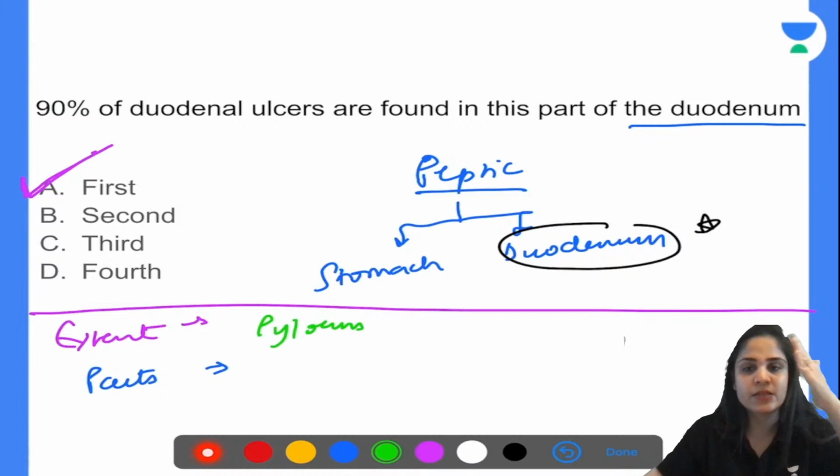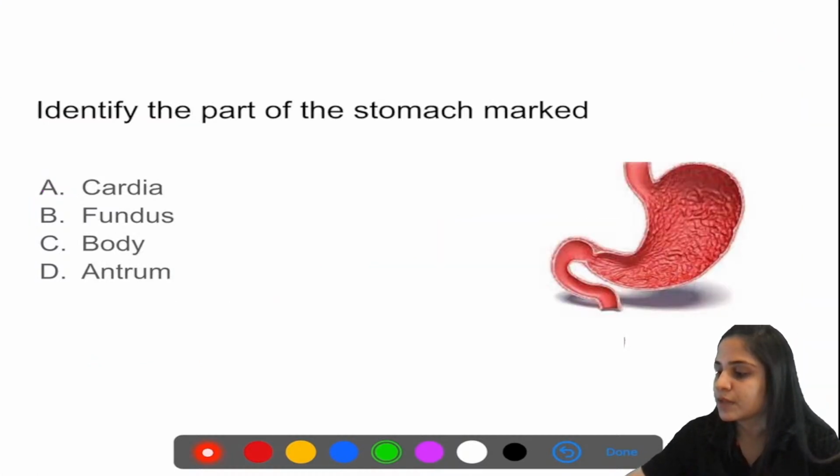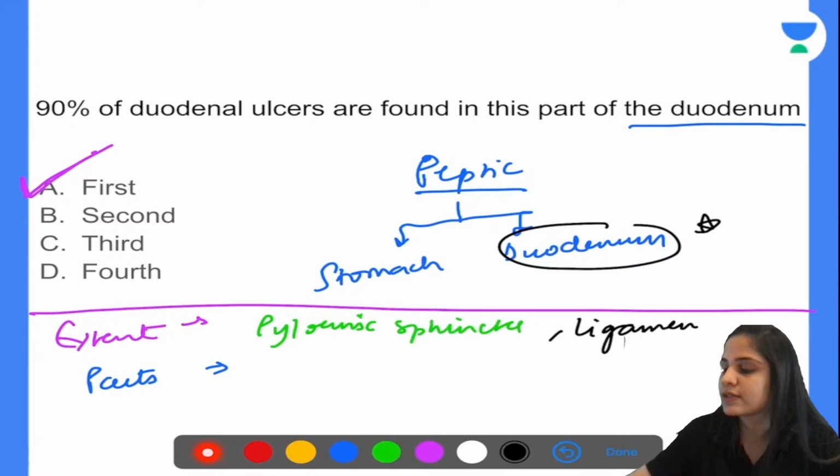There will be a sphincter over there at the level of the pylorus. If I draw over here, your pyloric sphincter is here. After the pyloric sphincter starts your duodenum. So from the pyloric sphincter, and where does it end? It ends at the ligament of Treves. This comes in the exam as a question. Please remember this.